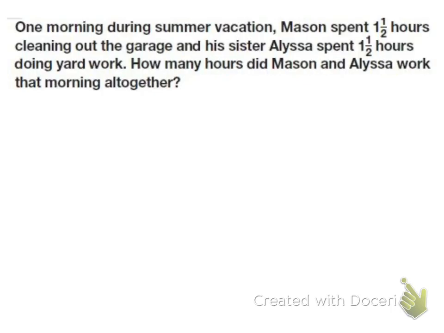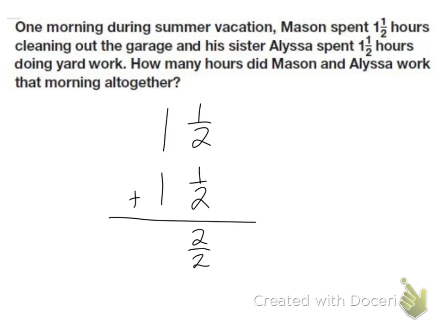All right, let's do another example. One morning during summer vacation, Mason spent 1.5 hours cleaning the garage, and his sister Alyssa spent 1.5 hours doing yard work. How many hours did Mason and Alyssa work that morning altogether? Well, we're going to add these together. So we have 1 1/2 plus 1 1/2. 1/2 plus 1/2 is 2 halves, and 1 plus 1 is 2. Well, I know that 2 halves is the same as 1, so I'm going to turn this into a 1. So we have 2 plus 1 equals 3. So they did 3 hours of work.